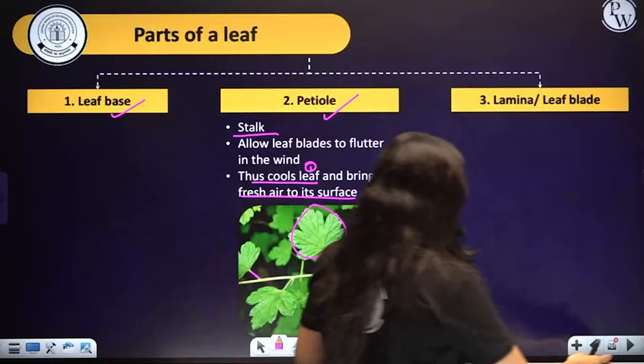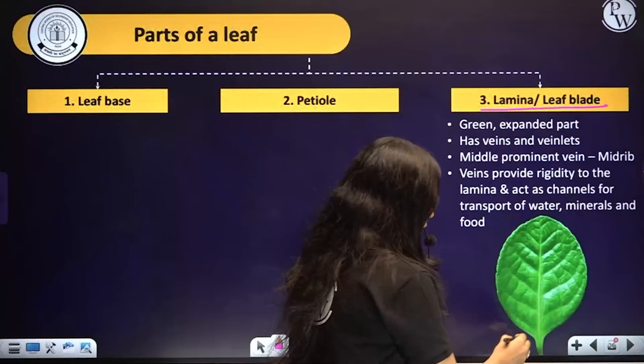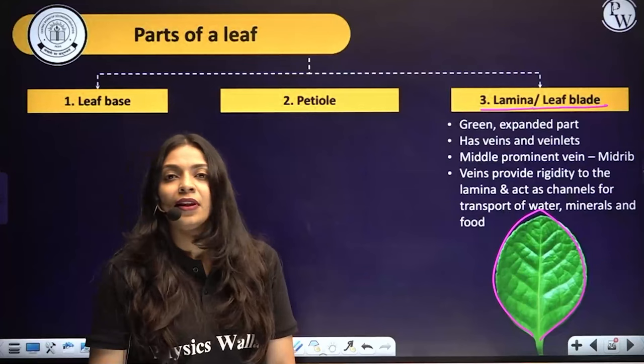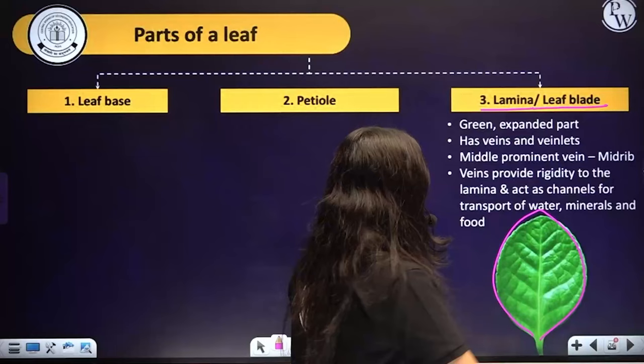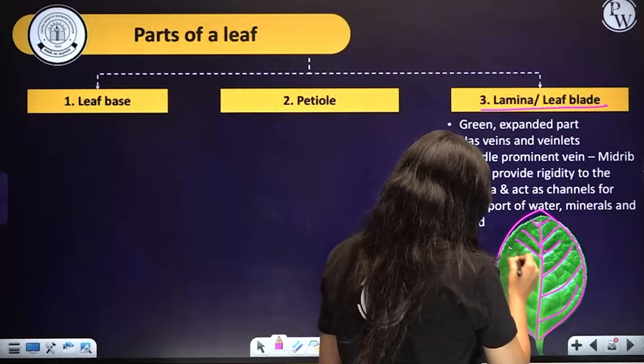Now comes the most important part of the leaf, I would say, which is the leaf blade or the lamina. So this expanded portion of the leaf, which is green in color, that is called the leaf blade or the lamina. So it is green and expanded region. This has veins and veinlets. Whatever I'm highlighting right now, these are the veins. And apart from that, there will be veinlets also present, right?